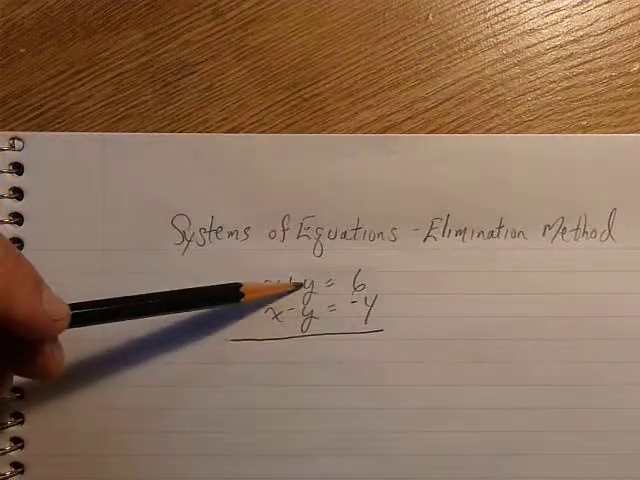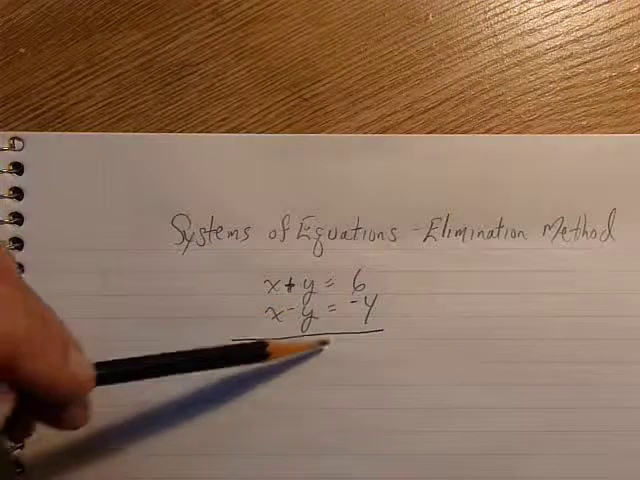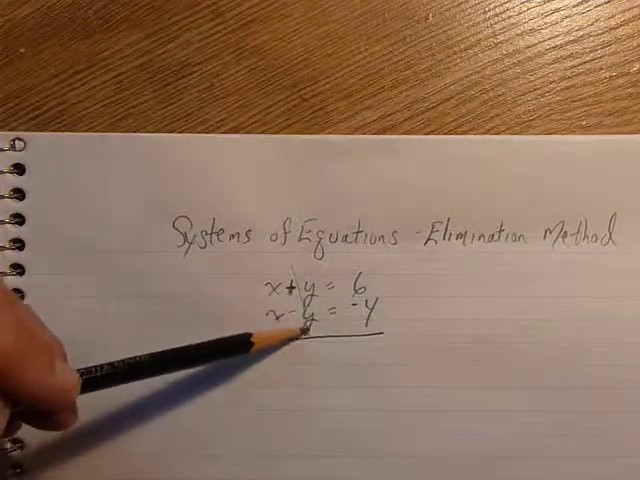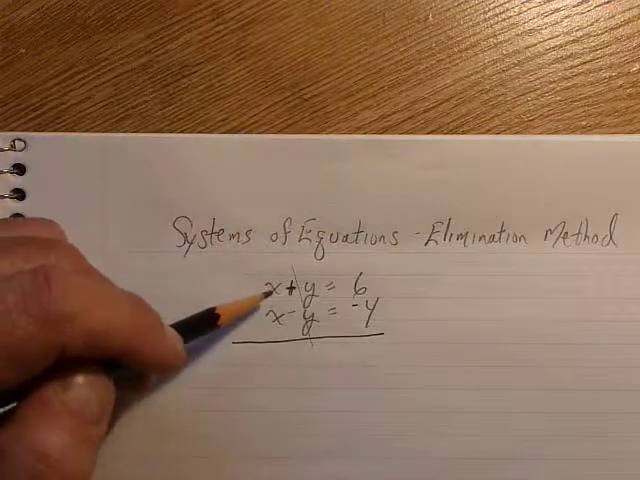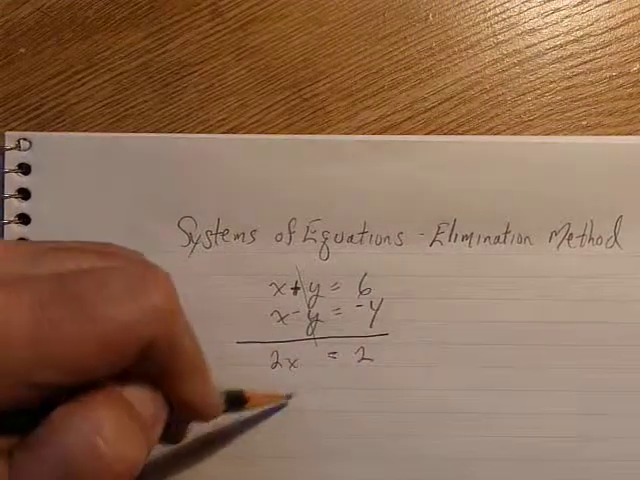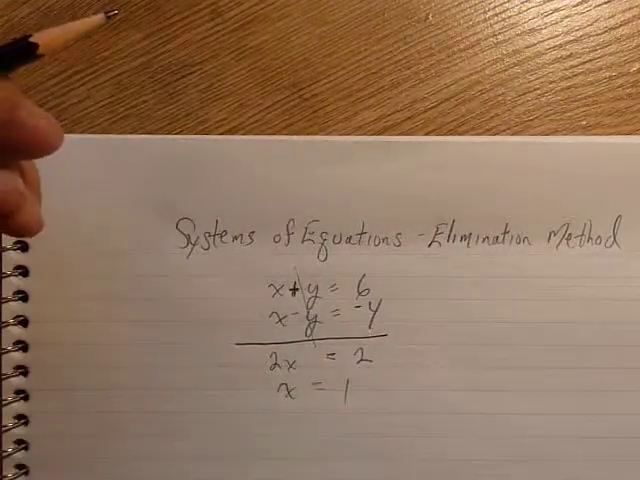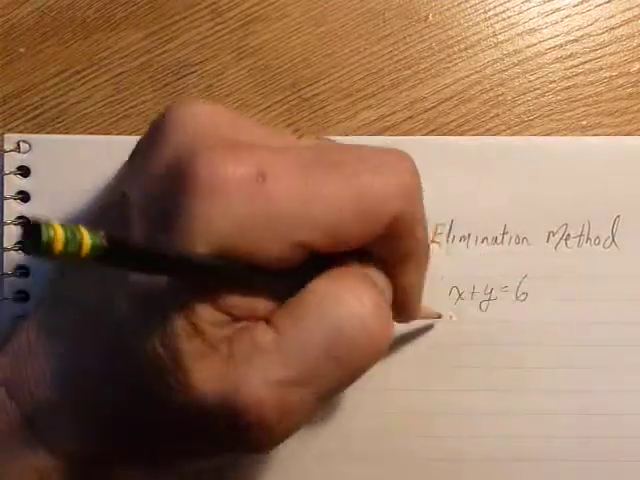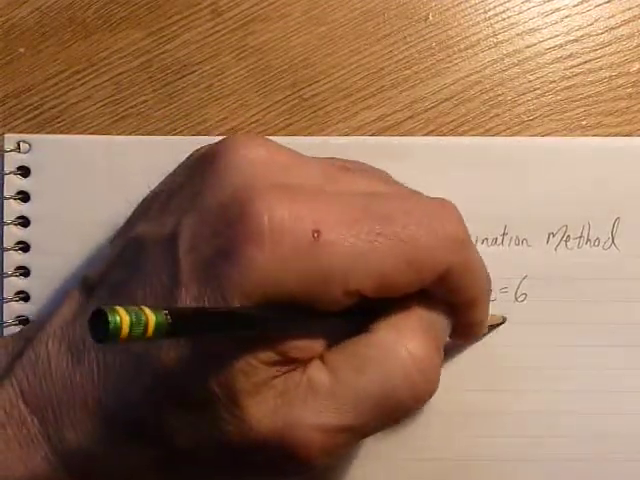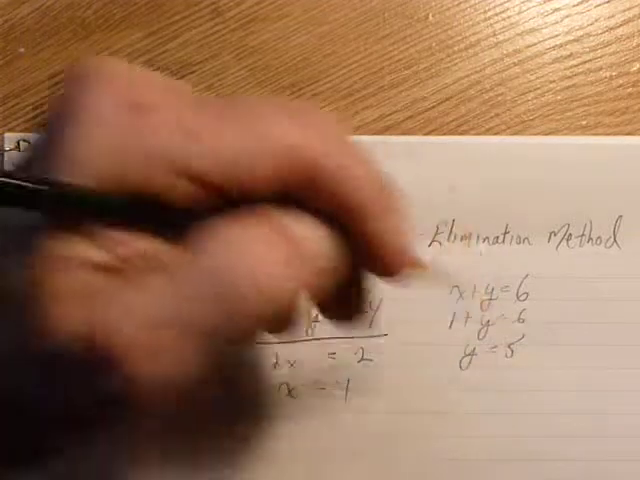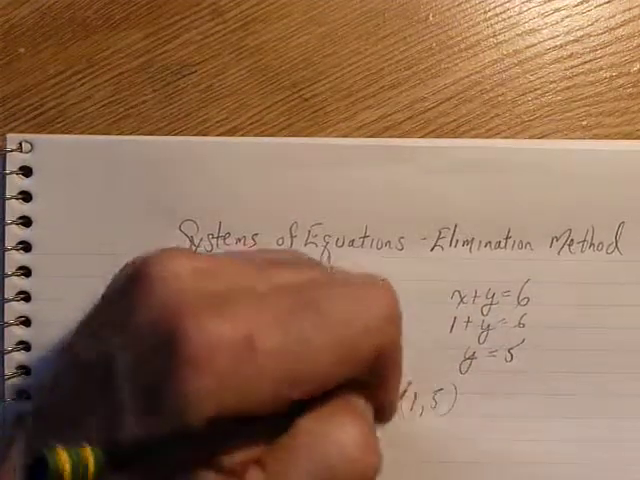Look, I've got a positive 1y, I have a negative 1y. If I combine these, if I add these two equations together, these cancel out, they zero out. And then I have 1x and 1x, which is 2x, is equal to 2, so therefore x is equal to 1. And of course, you use either one of the equations, put in the number that you know, the solution for x. So in this case, y is equal to 5. So the solution is 1, 5. Okay?